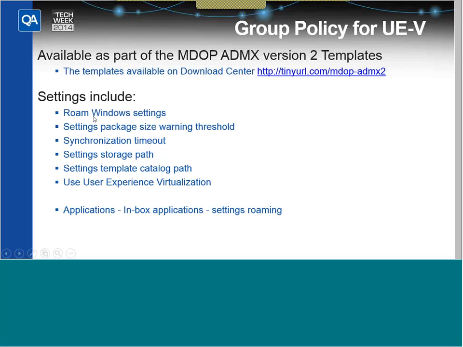Settings include roaming Windows settings. Do we roam the settings or not for Windows? And we can override those settings in the company settings control panel. Setting package size warning threshold. So if the packages are getting too big, then we can display a warning for the user, because that will delay the launch of the application if the files are too big and the amount of time it takes to pull them down, especially over a slow WAN link. Synchronization timeout settings. So if it's taking too long to synchronize, then we can time out on that as well. The storage settings path location and the settings template location can also be set.